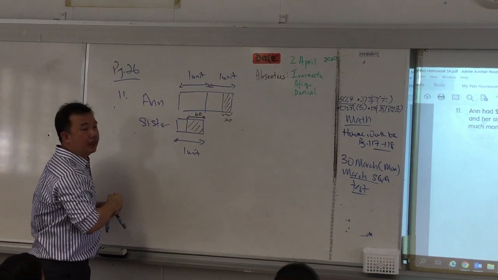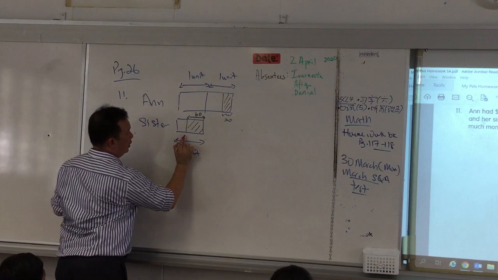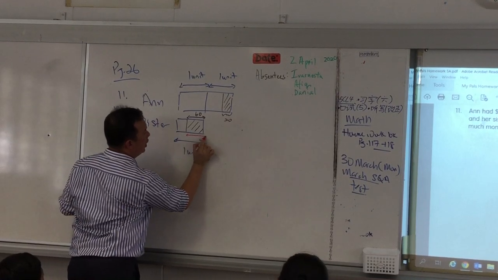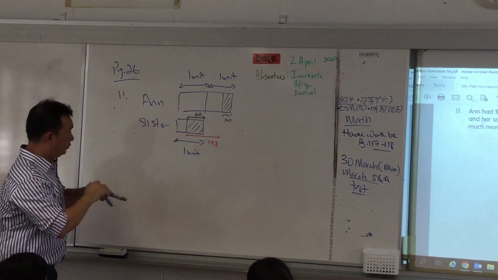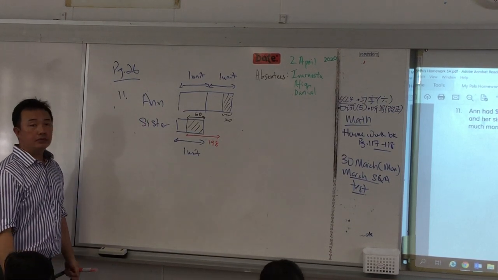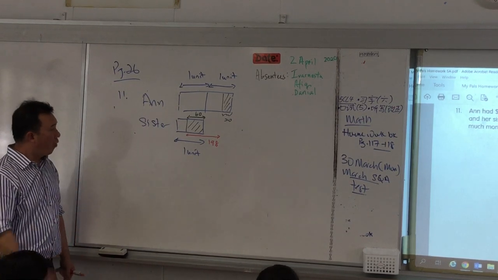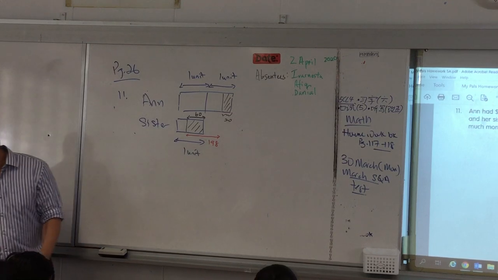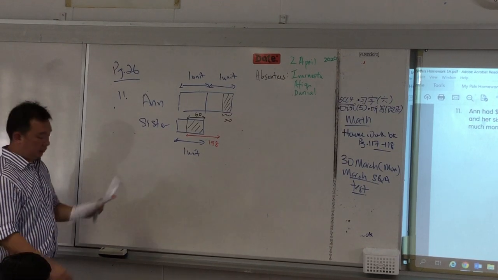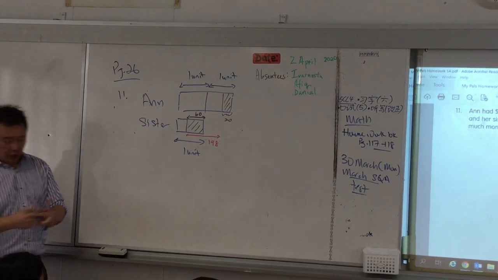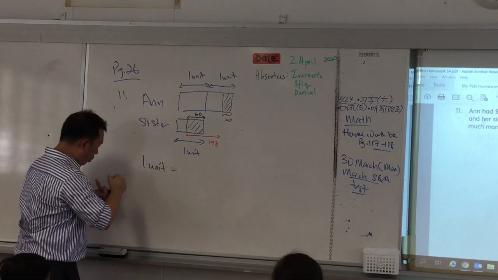Now, where is my 198, that means initially, right? Where is my 198? From here all the way to here. 198. Because that is the amount of money Anne had before, more than the sister. $198 more. So, if you look at the whole thing, what is 1 unit then?